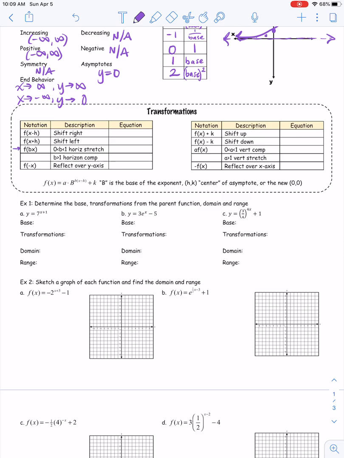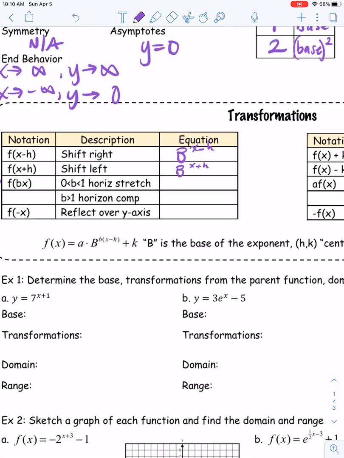So how do we denote shifting right or left? Well, that would be whatever our base is raised to the x plus or minus some number. If I'm shifting right, that would be x minus some number. And if I'm shifting left, that would be x plus some number. I know this is really small.